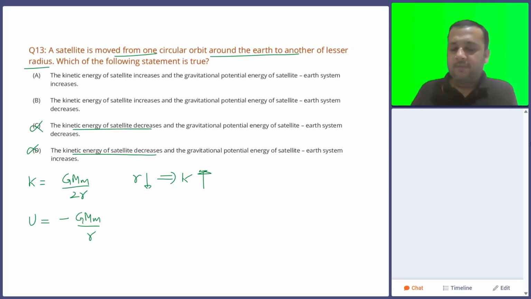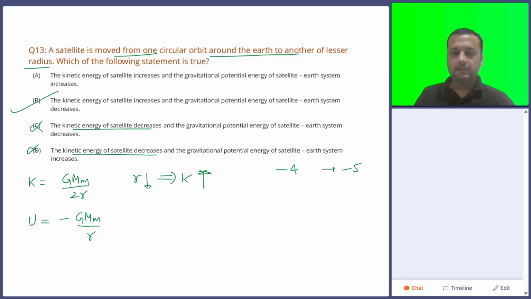What happens to the potential energy? Now see, if you ignore the minus sign for the time being, it is again inversely related to R. So that means this value is increasing as R decreases. But because of the negative sign, the value is actually decreasing. Why? Because if a negative value increases in magnitude, then actually the value is decreasing. For example, if you are going from -4 to -5, from 4 to 5 you have increased, but because of the minus sign, the overall value has decreased. So kinetic energy has increased, but potential energy has decreased. So option B will be the correct answer for this question.